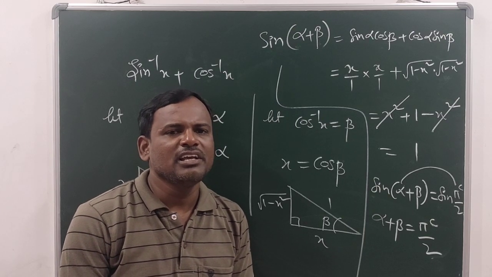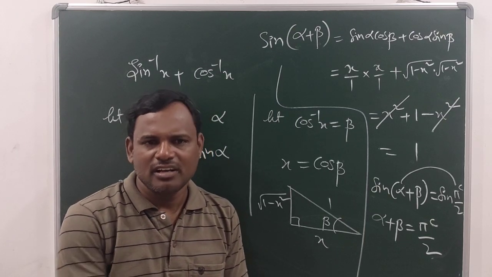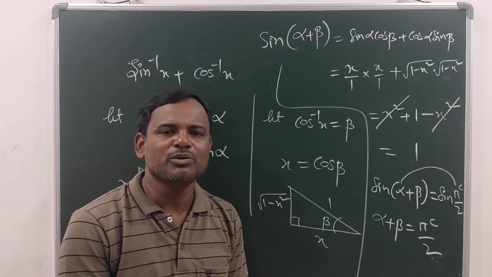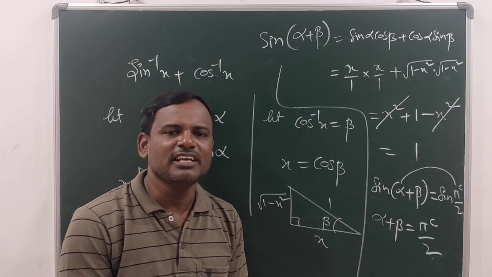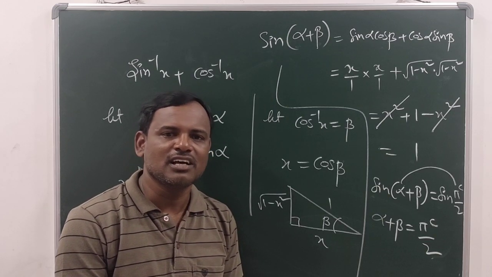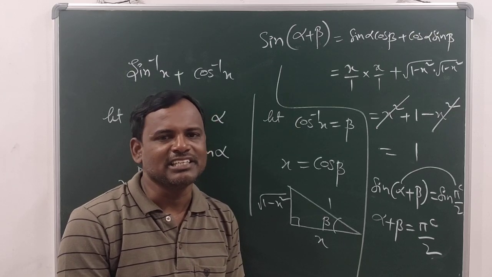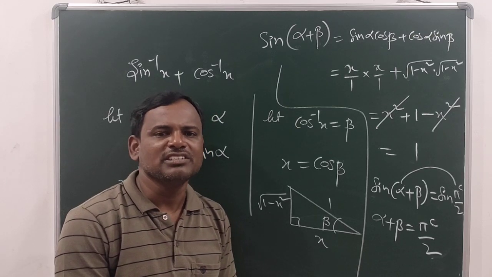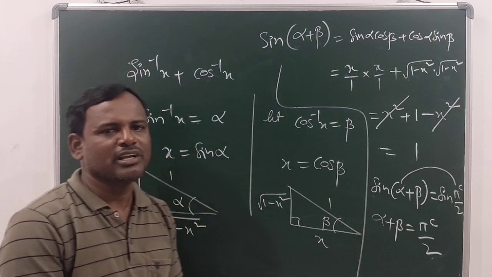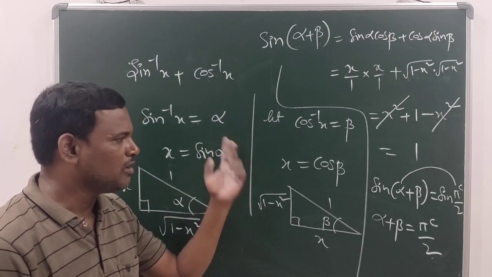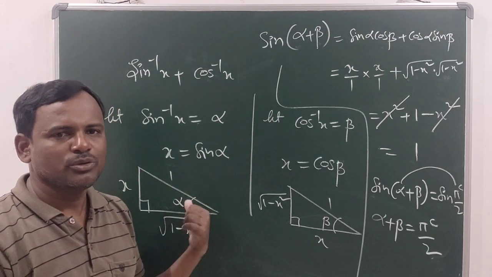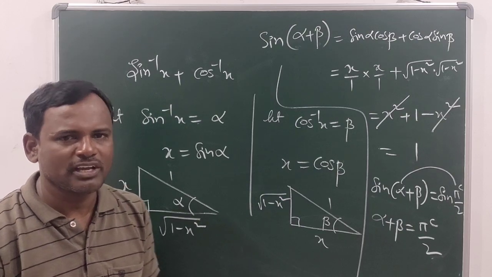Okay. Similarly, you prove the remaining two formulas. Tan inverse of x plus cot inverse of x equal to 90 degrees, where x is any real number, and sec inverse of x plus cosec inverse of x is also equal to 90 degrees, where x belongs to minus infinity to minus 1 closed union 1 to infinity. Okay? So the proofs of those two formulas are the same as this. So you try those two formulas' proofs. Okay. Thank you.